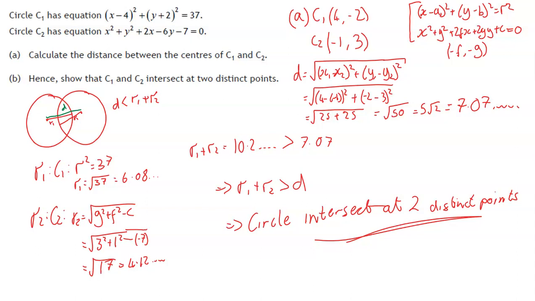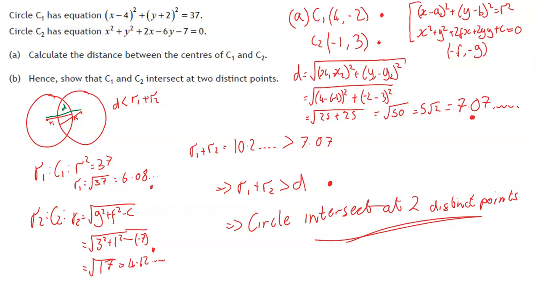Now, a question like this, part A and part B, worth 3 marks each. For part A, you get a mark for each of the 2 centres, and then you get a mark for using the distance formula. For part B, you get a mark for each of the 2 radii, and then you get a mark for this whole spiel here at the end. So saying what it means, so the R1 plus R2 is bigger than D, and then interpreting it.